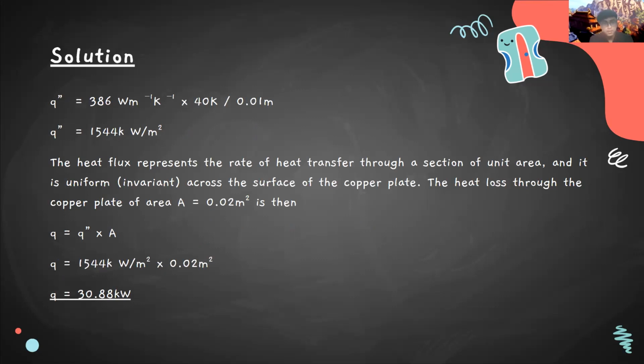The heat flux represents the rate of heat transfer per unit area, so we need to multiply it by the surface area, that is 0.02 meter squared. After we multiply 1,544 with 0.02 meter squared, we get Q equal to 30.88 kilowatt. So that's the answer.